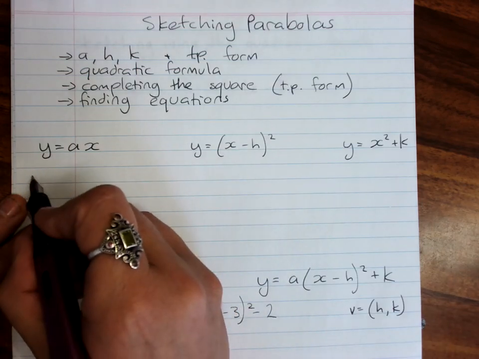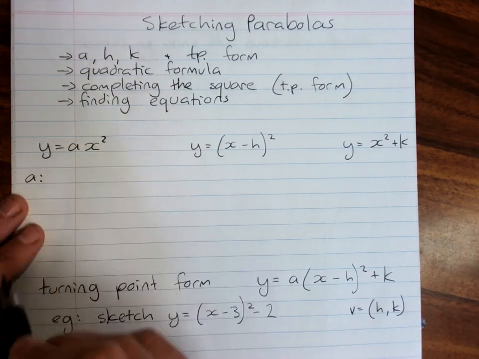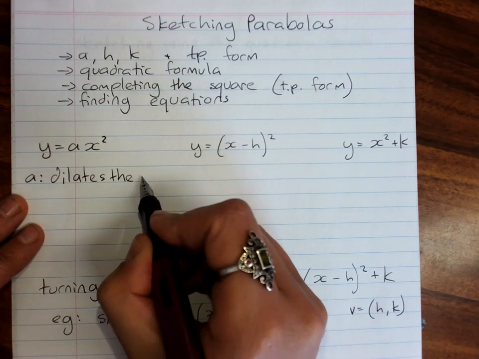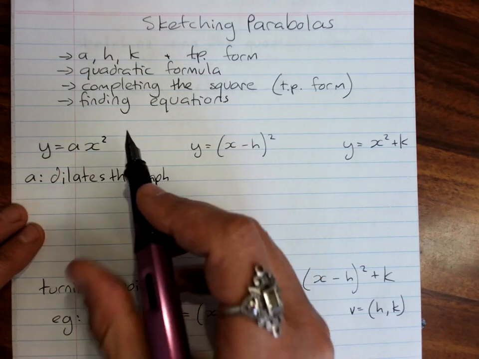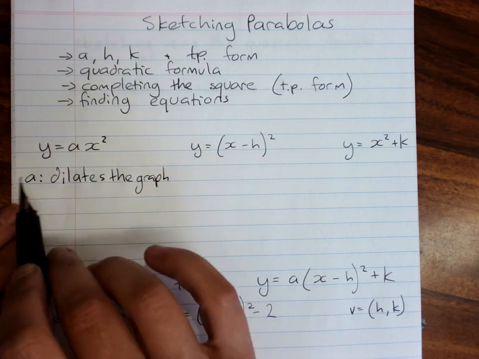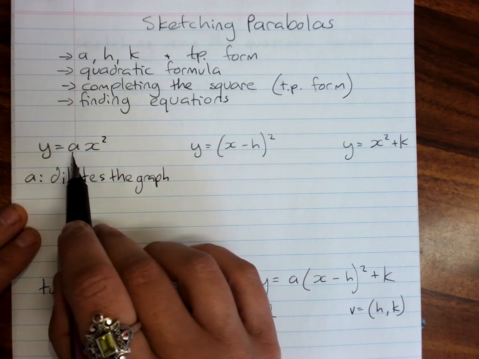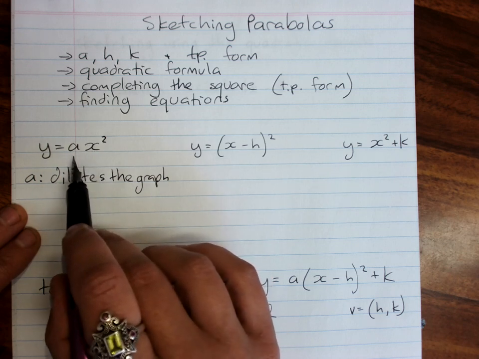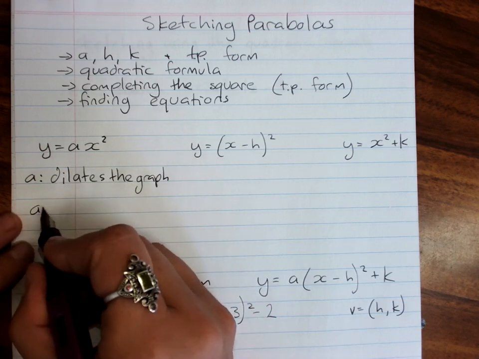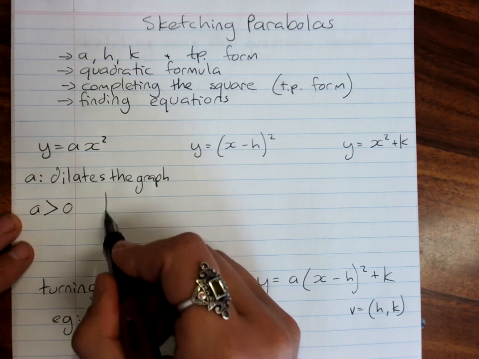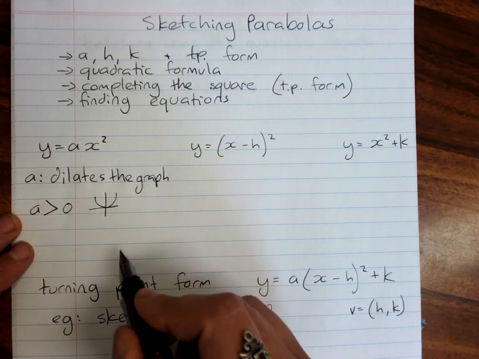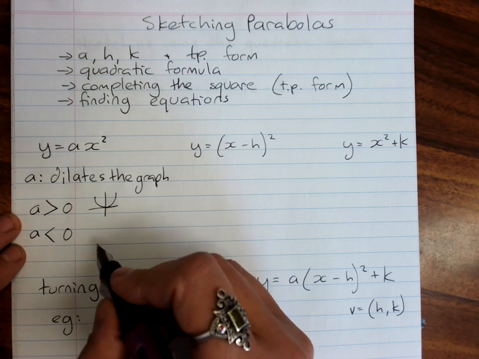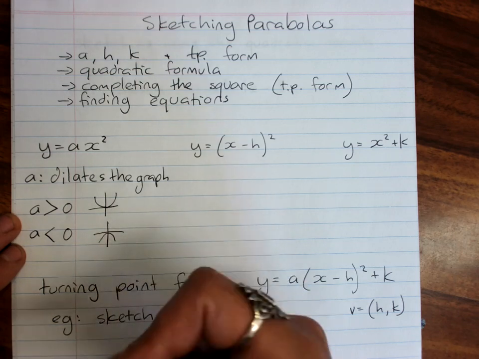of a parabola, a in y equals ax squared dilates the graph. So an absolute value, ignoring the negatives, of a that is 1 or greater than 1 will make our graph steeper. Between 0 and 1 makes our graph shallower. And of course, if a is greater than 0, our graph is concave up with a minimum. If a is less than 0, that is it's negative, our graph is concave down with a maximum.